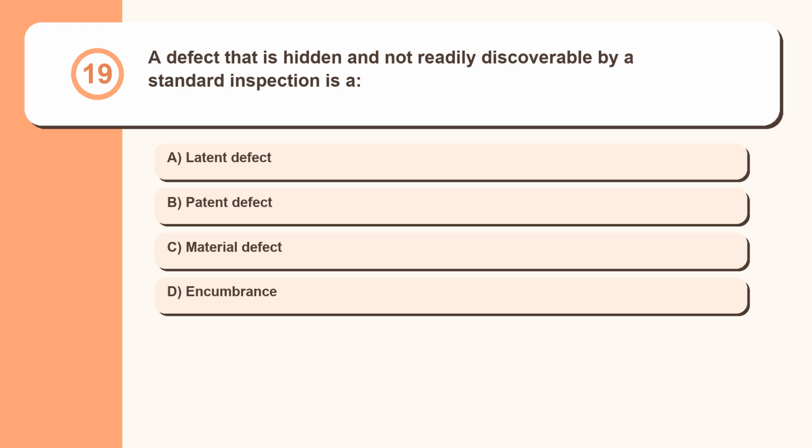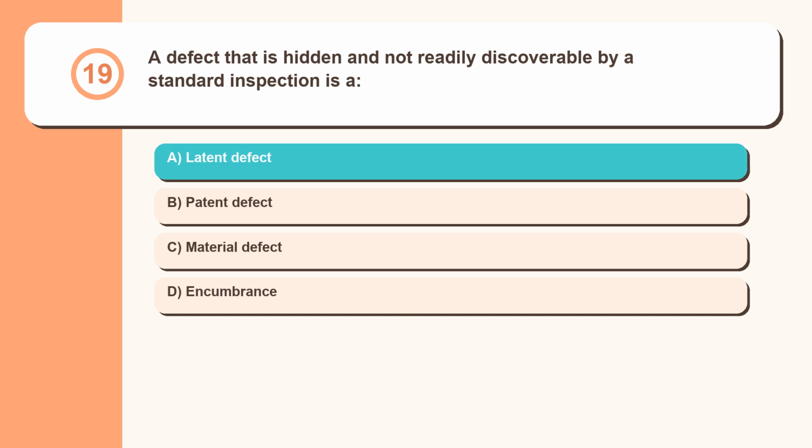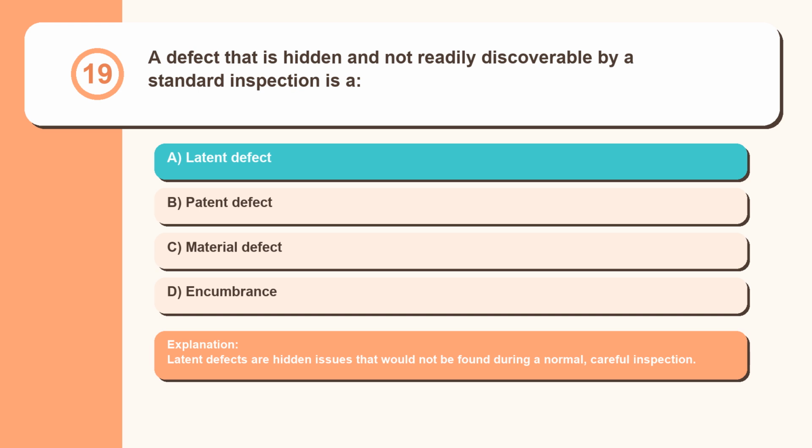Question 19. A defect that is hidden and not readily discoverable by a standard inspection is a latent defect, patent defect, material defect, encumbrance. Latent defects are hidden issues that would not be found during a normal, careful inspection.